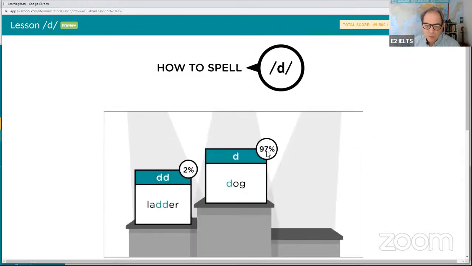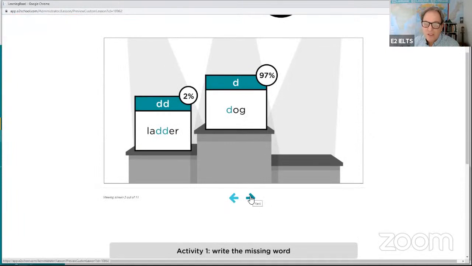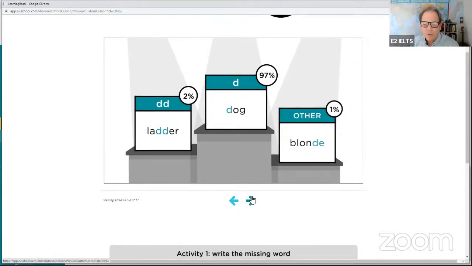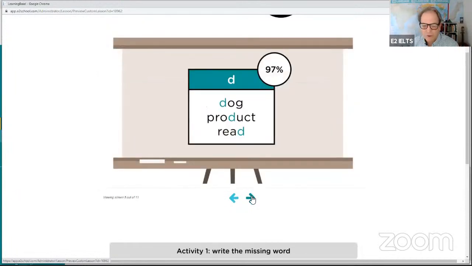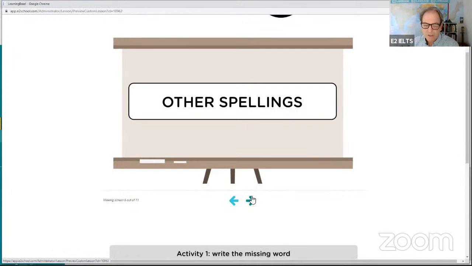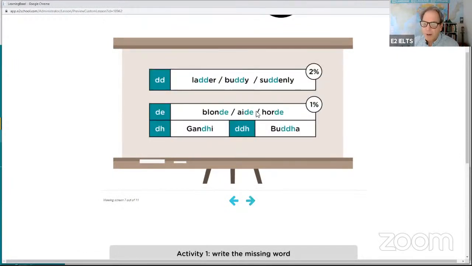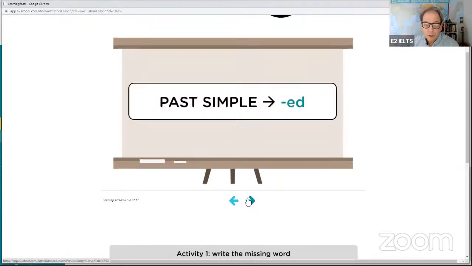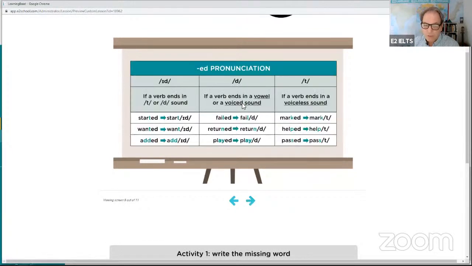How do we spell it? Well, most of the time it's a single D. Some of the time it's a double D. And other ones will be variations like DE as in blonde. So dog, product, red, just do what the graphic said. Ladder, buddy, suddenly, blonde, aid, horde, Gandhi, Buddha. All good? D, d, d, d. And in the past simple, failed, returned, played.